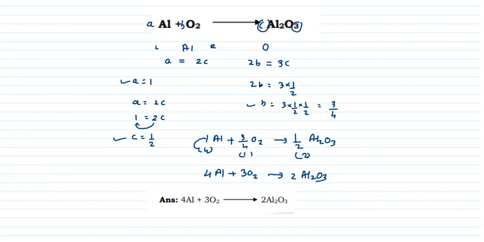Put all the values A, B, C in the equation. So A is 1, B is 3 upon 4, C is 1 upon 2. LCM is 4. Put 2 here, put 4 here. So now 4 will come over here, that is 4 Al. Here 1 into 3, 3 only, 2 into 1, 2 only. This is your final answer. Okay, one more.